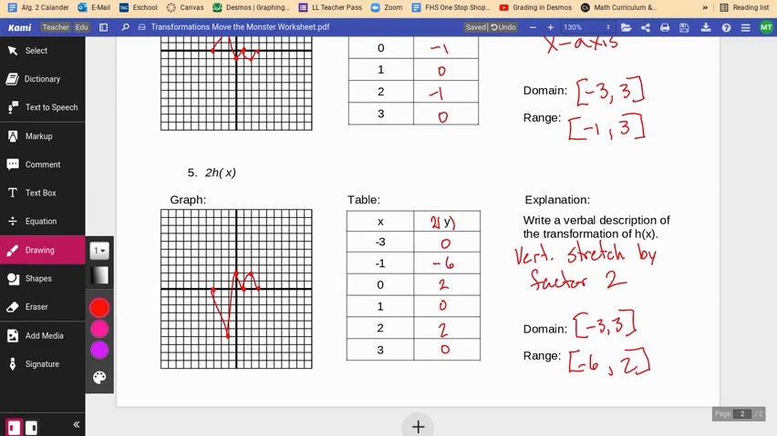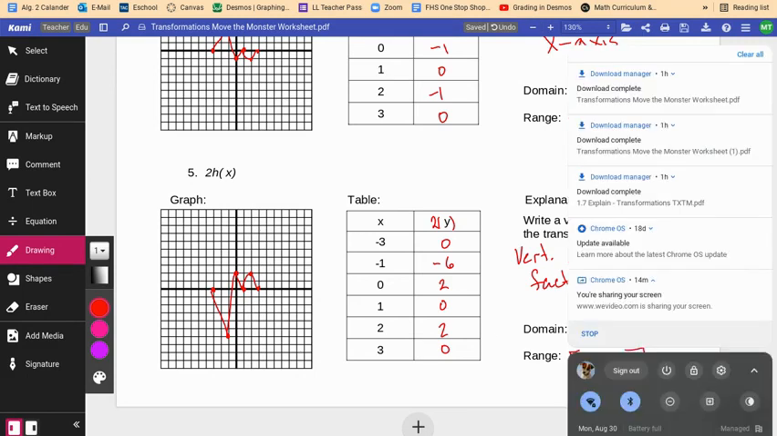So hopefully that shed some light on transformations. If you have any questions, again, just let me know.